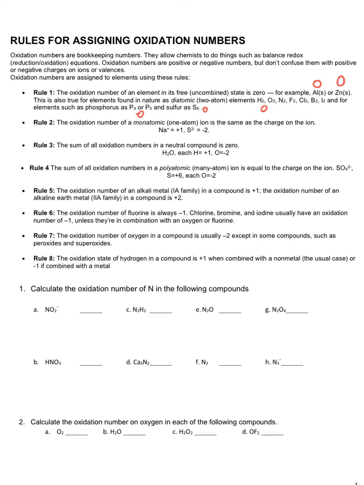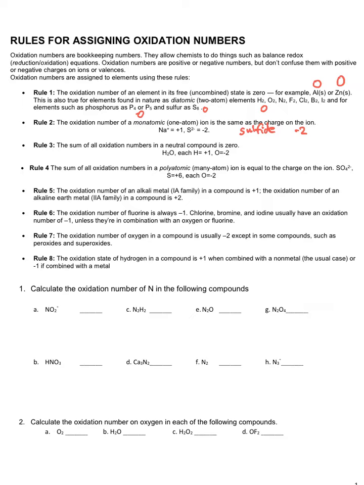Rule number 2. The oxidation number of a monatomic or one-atom ion is the same as the charge on the ion. So sodium ion has a +1 charge. Its oxidation number is +1. Sulfur, when it becomes an ion, becomes the sulfide ion. It has a -2 charge, so its oxidation number is -2.